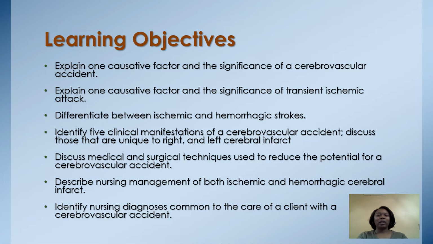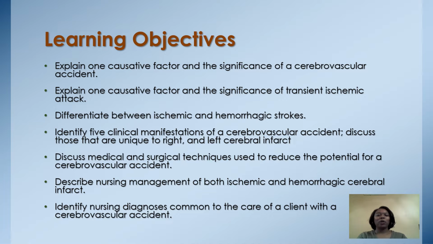First, we will discuss one causative factor for both a CVA as well as a transient ischemic attack and the significance of both of these diagnoses. We will differentiate between ischemic and hemorrhagic strokes. I will mention at least 5 clinical findings for a CVA, and we will discuss the unique symptoms of both a right and left cerebral infarct.